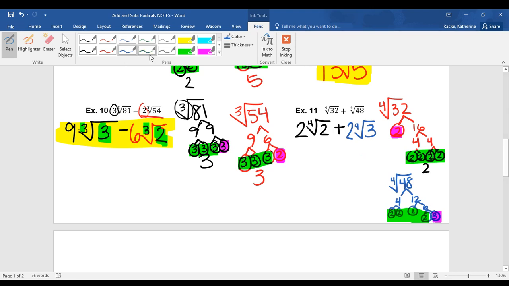Okay, now they're both 4th roots, but different numbers underneath my radicals. So I cannot simplify it anymore, and this would be my final answer, okay? So make sure you simplify first and then add and subtract when they are the same root and same radical.